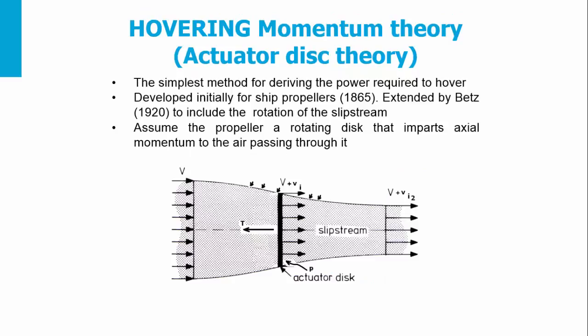The actuator disk theory, or momentum theory, was developed by Betz in 1920 as an extension from the ship propellers theory initiated in 1865. It is the simplest method for deriving the power required to hover. It assumes that the propeller is a rotating disc and imparts axial momentum to the air passing through it.